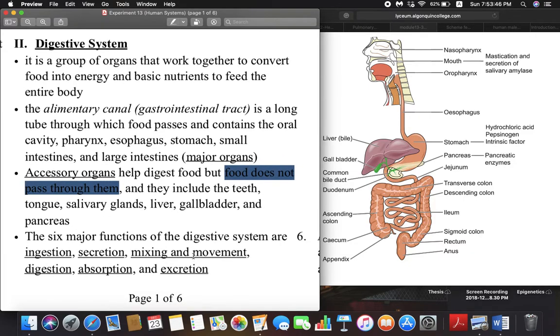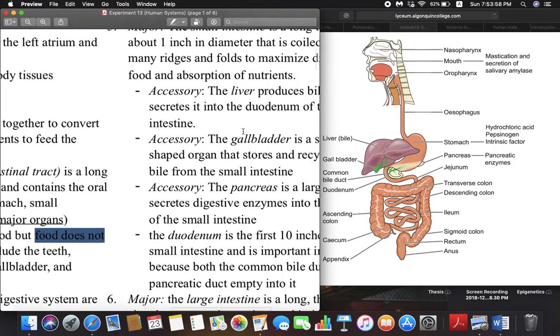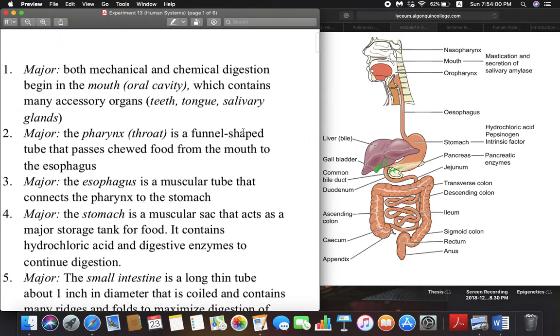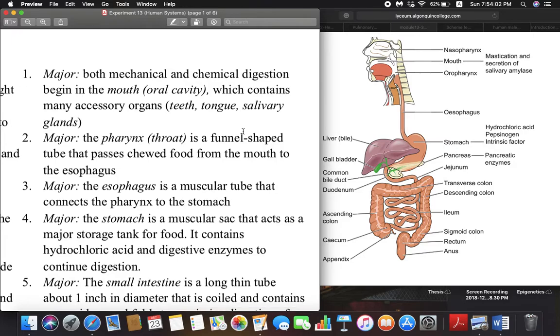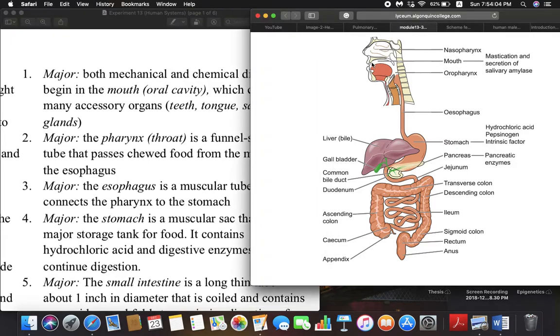We need to know that the 6 major functions of the digestive system are ingestion, which is the act of taking food into your body, secretion, mixing and movement, digestion, absorption, and excretion. Now we're going to discuss how food moves through the body. First of all, we start in the oral cavity, which is another name for the mouth.